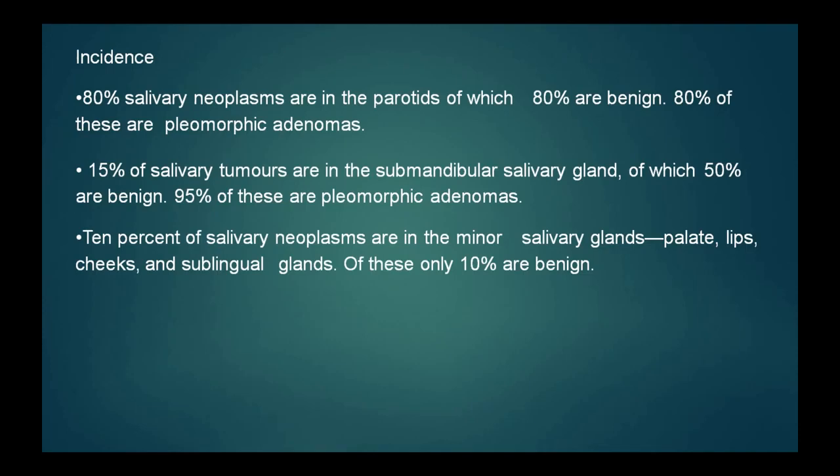Now coming to the incidence of salivary neoplasms. 80% of the salivary neoplasms are present in the parotid gland, out of which 80% are benign, and 80% of these tumors are pleomorphic adenomas. And 15% of the salivary tumors are present in the submandibular salivary gland, of which 50% are benign, and 90% of these are pleomorphic adenomas. Then 10% of the salivary neoplasms are in the minor salivary glands, which are palate, lips, cheeks, and sublingual glands. Of this, only 10% are benign. So most of the neoplasms occurring in the minor salivary glands are malignant.